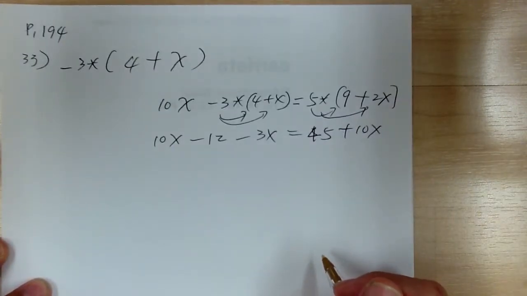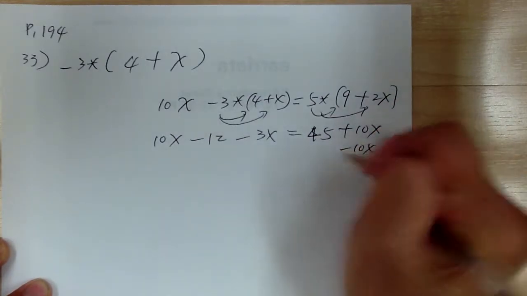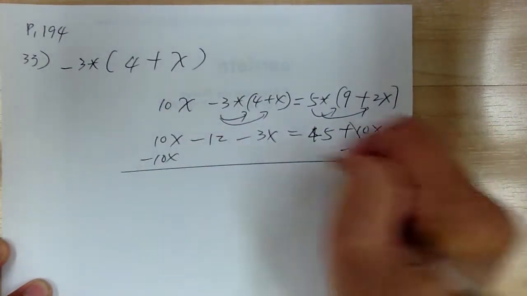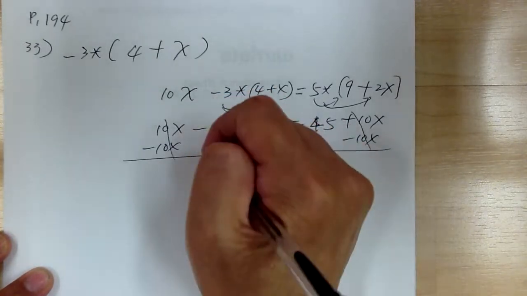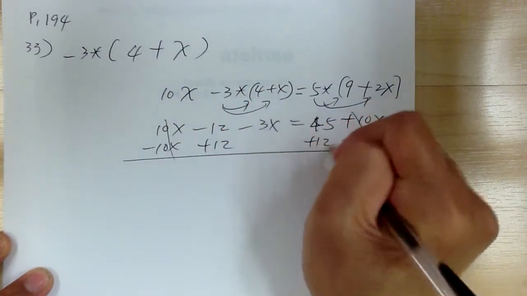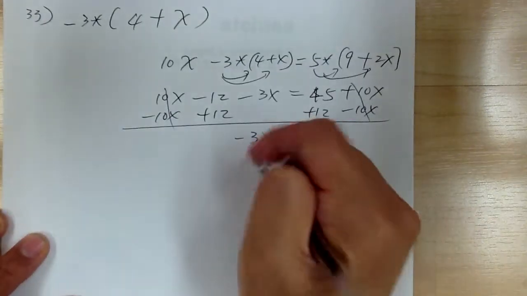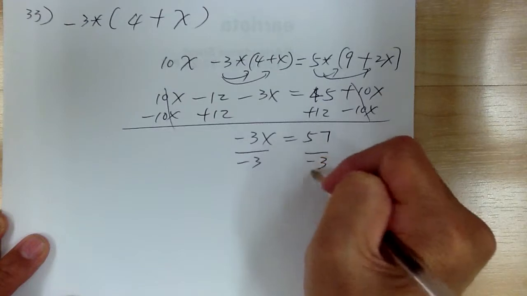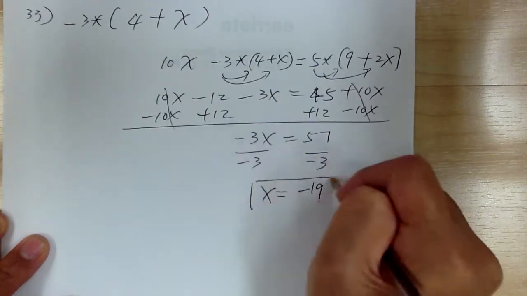Okay. And so notice you got 10x and 10x on both sides, right? So I can minus 10x. So that way cancel out. Then I have an x over here, so I'm going to move number to the other side. So plus 12, plus 12. So I got negative 3x equal to 57. Divide by negative 3, divide by negative 3. So x equal to negative 19.